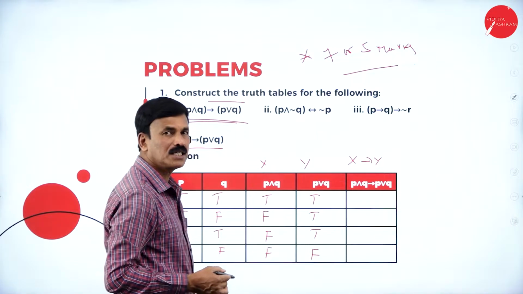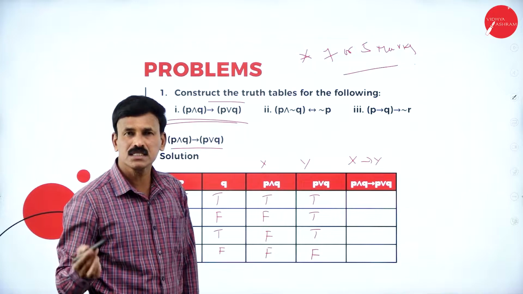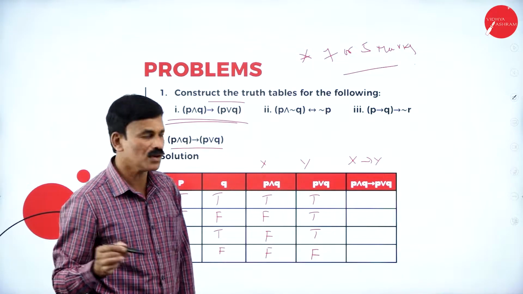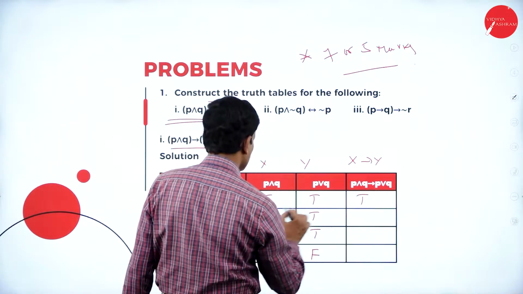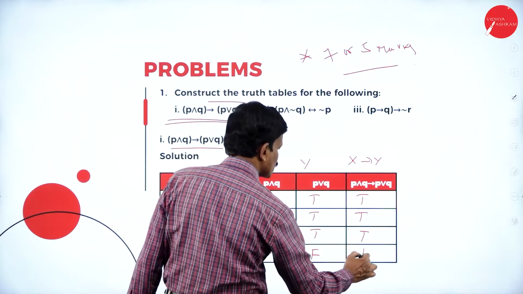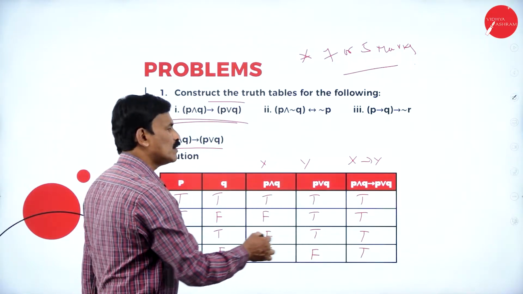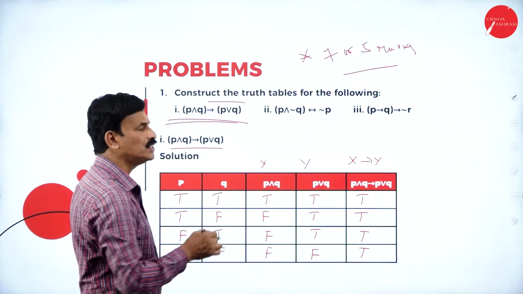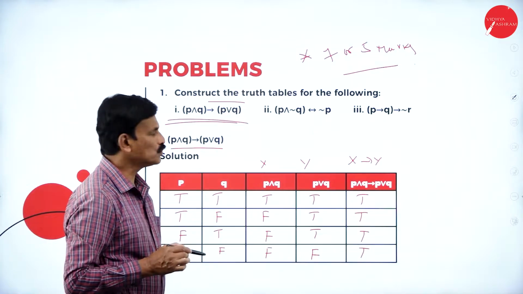What is a conditional statement? Conditional is false only when true and false; in all other cases, it is true. So the conditional between true and true is true, true and false is false, false and true is also true, false and false is also true. So the truth table for P conjunction Q conditional to P disjunction Q is true in all cases.